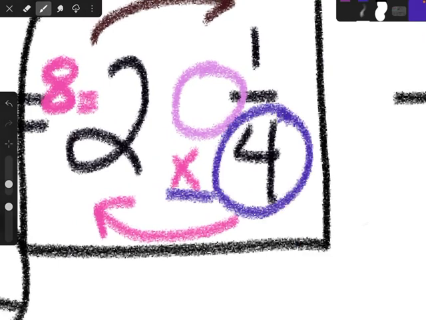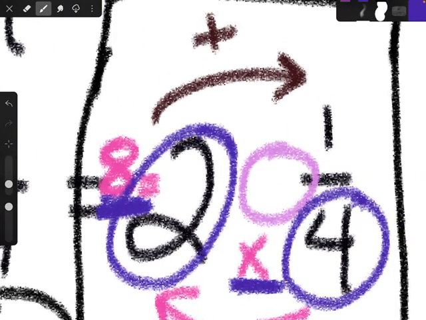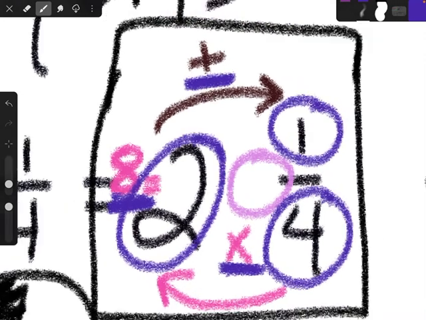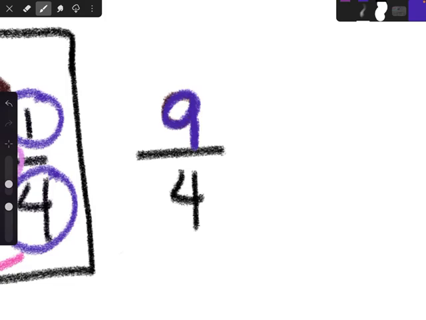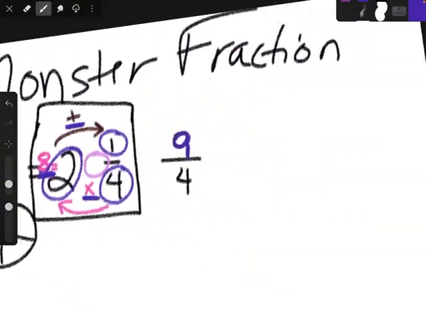4 times 2 is 8. 8 plus 1 is what? 9. That's how we got 9 right here. And then we keep the denominator, right? 4, keep the denominator 4, all right? All those 4s stay the same.